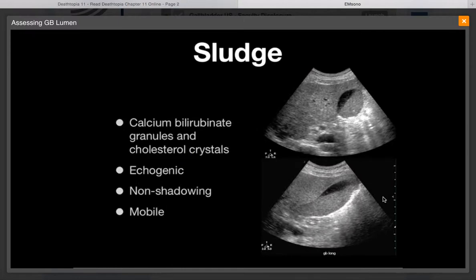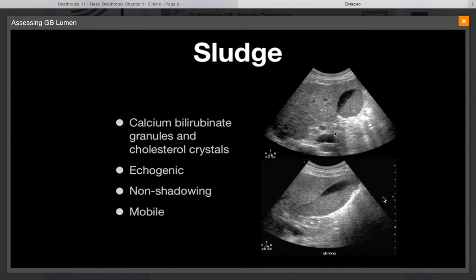The clinical significance of sludge is not entirely clear. Frequently, it is seen in hospitalized patients or in patients receiving hyperalimentation. Sludge consists of calcium bilirubinate granules and cholesterol crystals and localizes in the dependent portion of the gallbladder and forms a bile sludge level. The sludge is echogenic but non-shadowing, and the sludge is mobile.